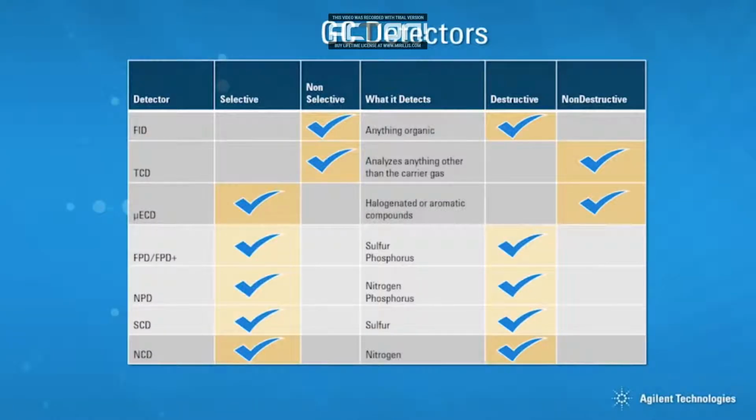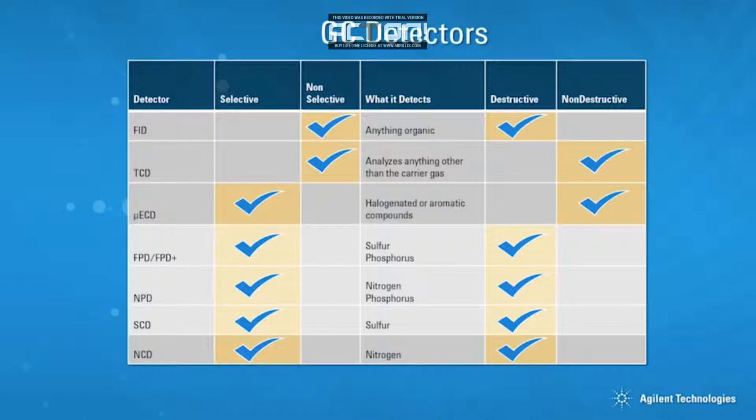Each type of detector responds differently to compounds. Non-selective detectors will detect anything. The FID detector, for example, will detect anything organic. Selective detectors are designed to detect only specific compounds for analysis. The NPD detector, on the other hand, will detect nitrogen phosphorus only.